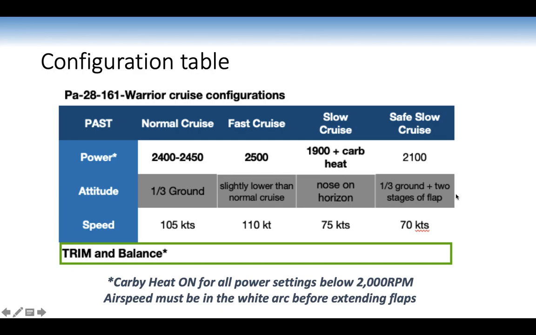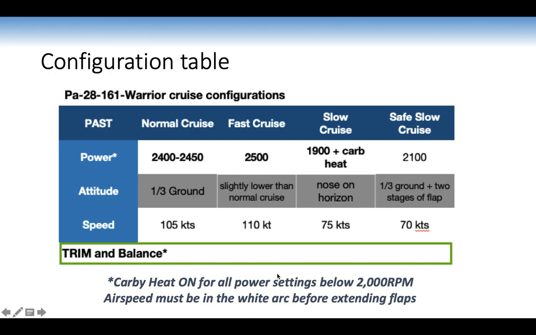Slow cruise, so make sure to apply that carb heat on for all power settings below 2000 RPM. So carb heat in your pre-entry checks, and then 1900 RPM. Attitude, nose on horizon, speed 75 knots, and you're trimmed and balanced. So you'll have a high nose attitude, because we've got a low power setting, we need to compensate by increasing our angle of attack. Then slow cruise with flap, so 2100 RPM, 1/3 ground plus 2 stages of flap.